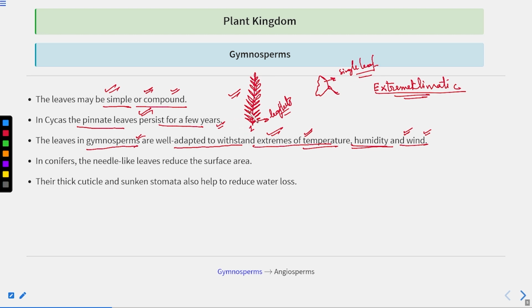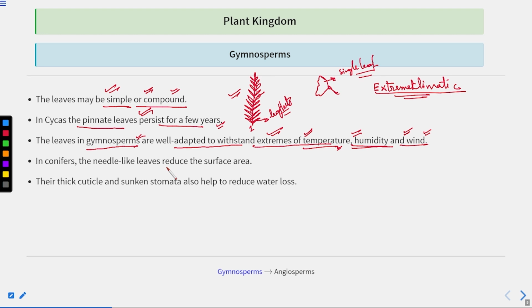Now here you can see the compound leaf. When the wind blows, it cannot get torn, so the leaf stays intact. Harsh temperature cannot destroy this plant, even the humidity.